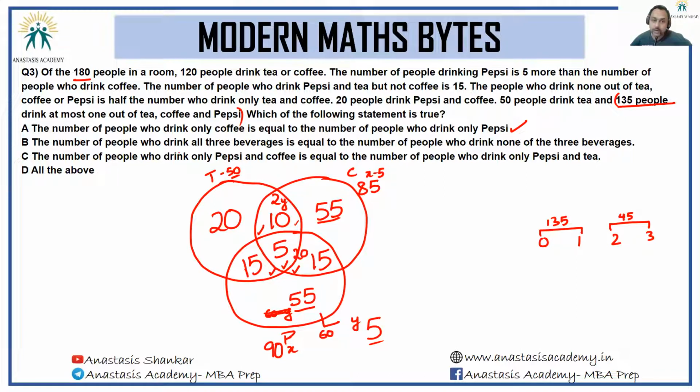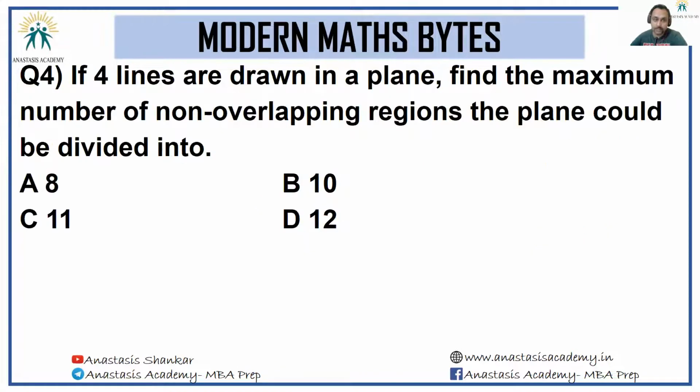The number of people who drink all 3 beverages is equal to the number of people who drink none of the 3 beverages. Yes, this is also true, 5 and 5. At this time, I'm confident I can mark D as the answer. But for peace of mind, we'll also look at statement C. The number of people who drink only Pepsi and coffee is equal to the number of people who drink only Pepsi and tea. Yes, this 15 and this 15 is identical. So the correct answer has to be option D.